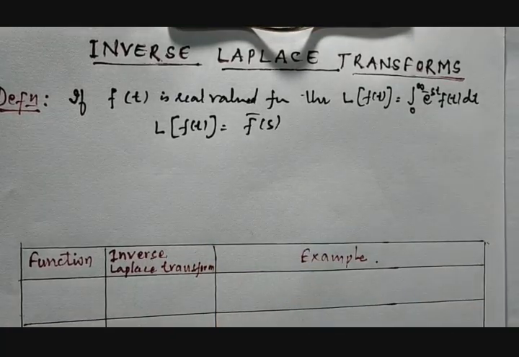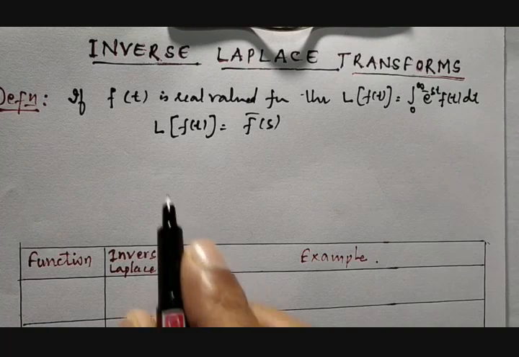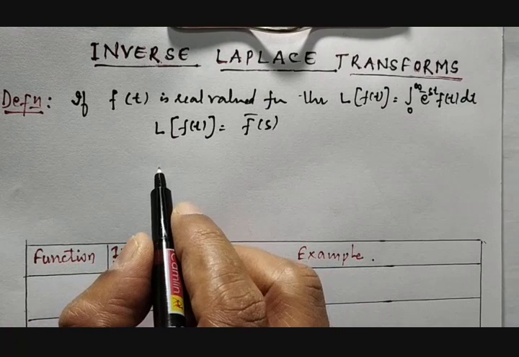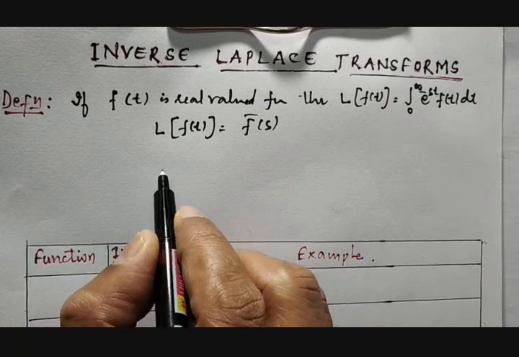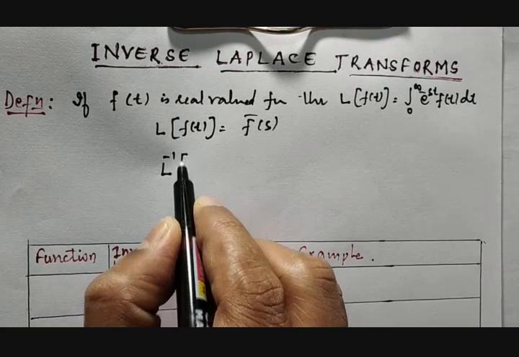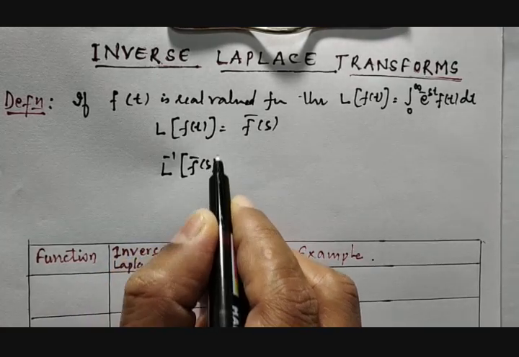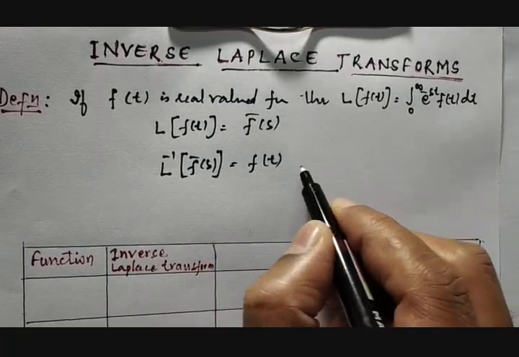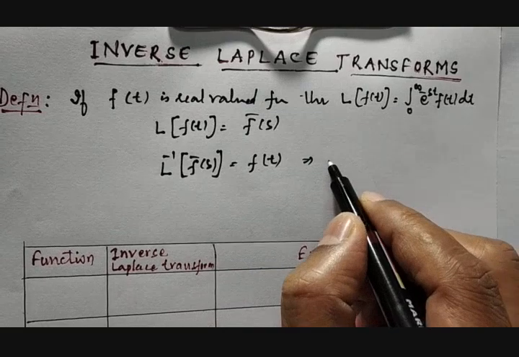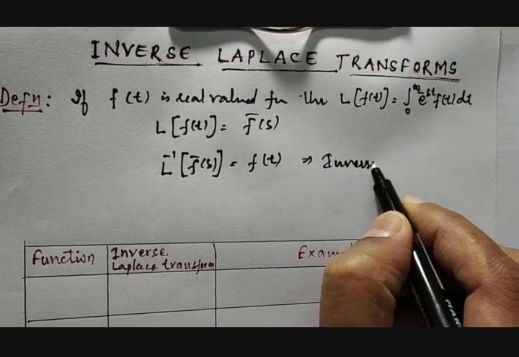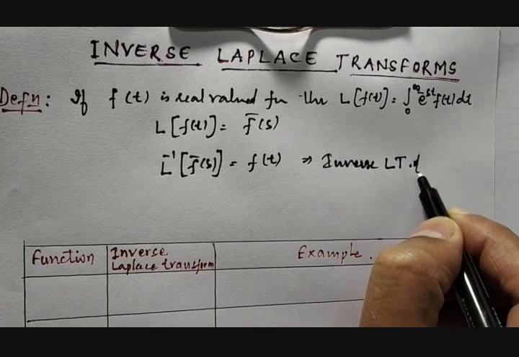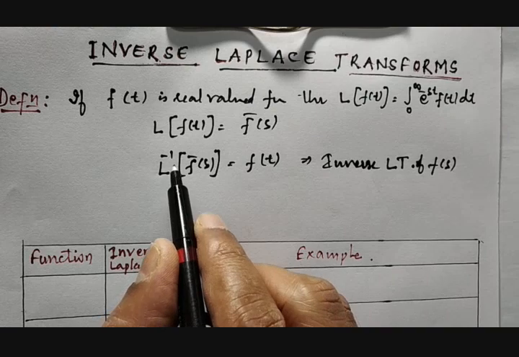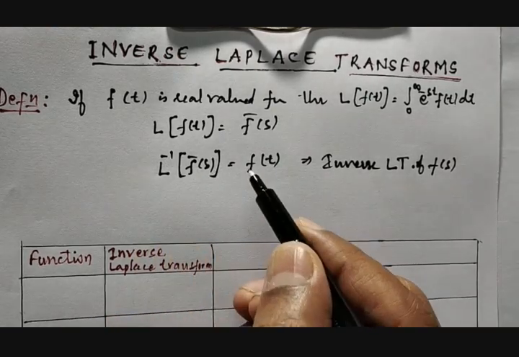Now the question comes, what will be the inverse Laplace transformation? Suppose I send this L to the other end, then it becomes L inverse. 1 by L is nothing but L inverse. Then if I take it to the other end, it becomes L inverse of f bar of s is equal to f of t. Fine. This is called the inverse Laplace transformation of f bar of s.